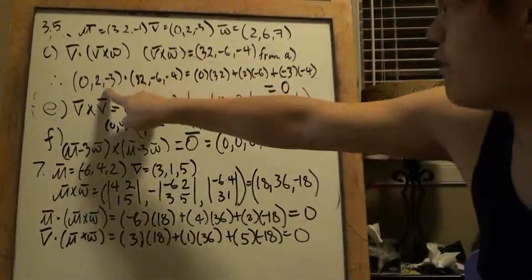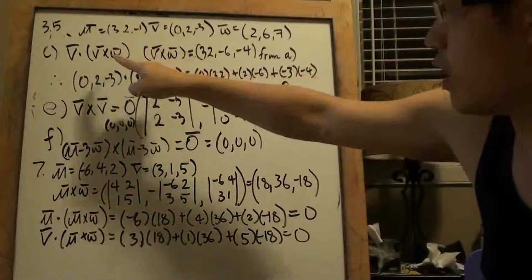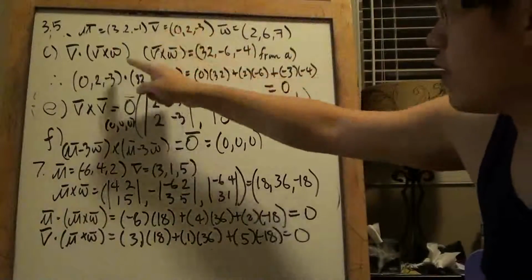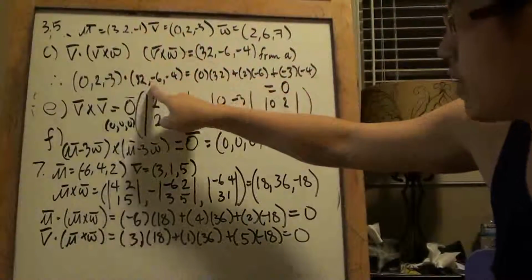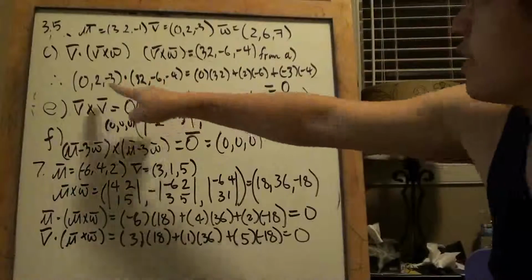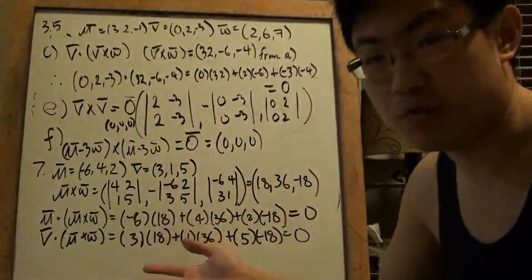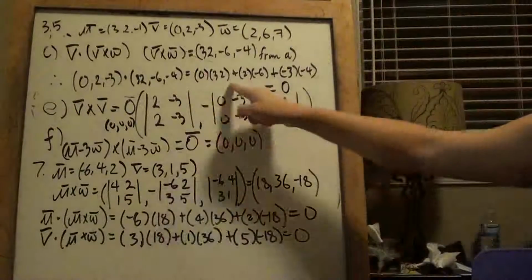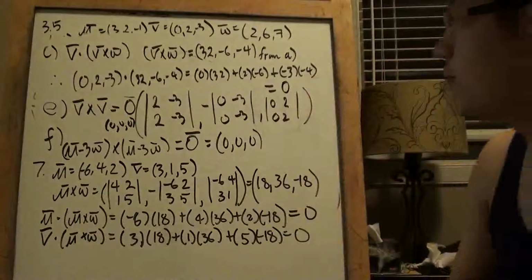So I have v and I have the net cross product of v and w right there. So do a dot product of that, 0 times 32. Well, all of us should be familiar with dot product by now, right? So that's going to equal, interestingly, 0.